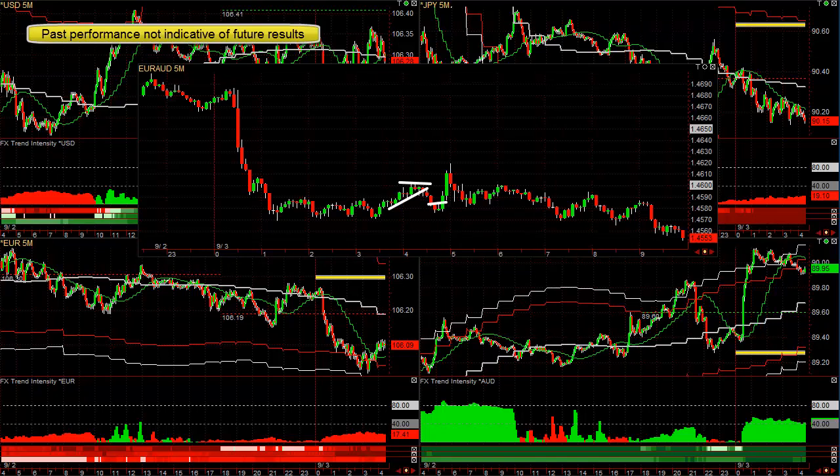However, you know, later on in the day, the euro got weak again. You have another trade right here. You have another trade right here, which was a nice one. Another trade right here. Most of these trades are all winners.